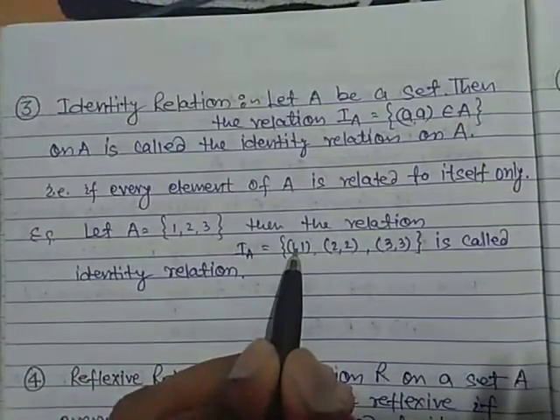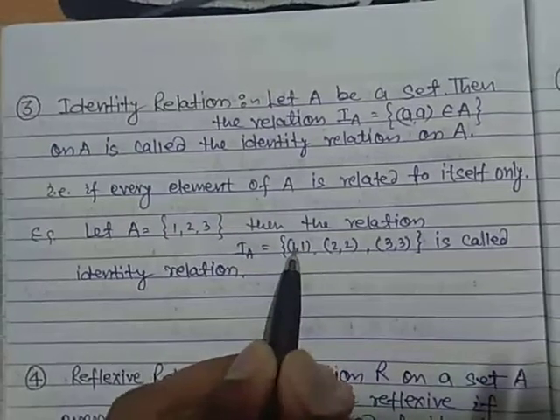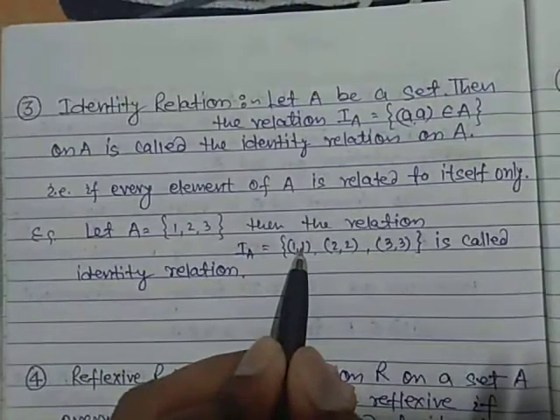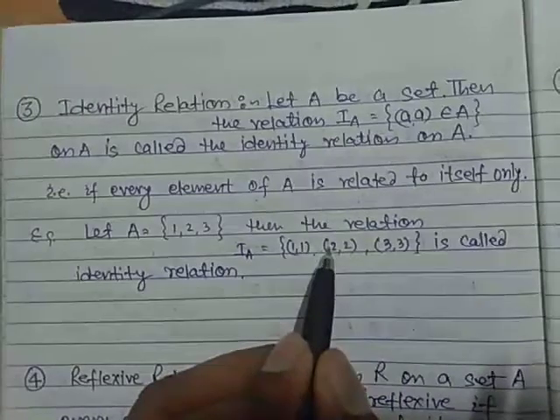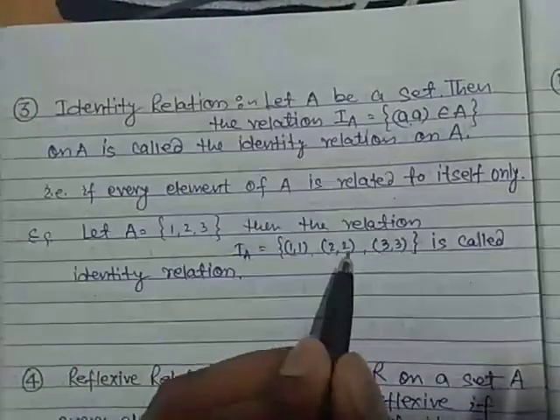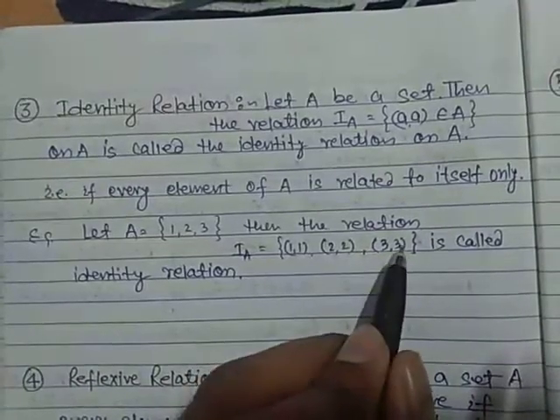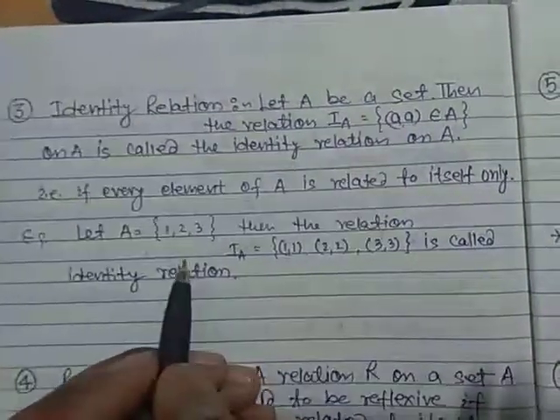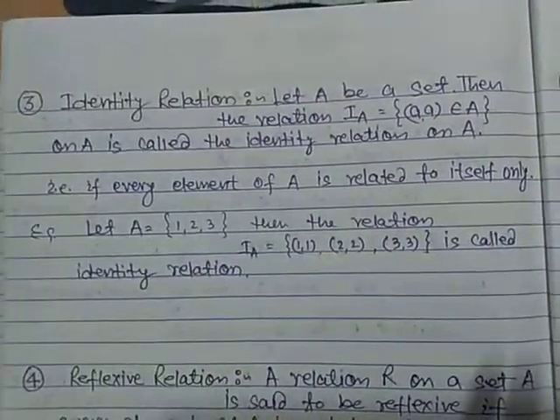So every element is related to itself only. 1 is related to 1 only. 1 is not related to any other element like 2 or 3. 2 is related to 2 only. 3 is related to 3 only. So this type of relation is known as the identity relation.